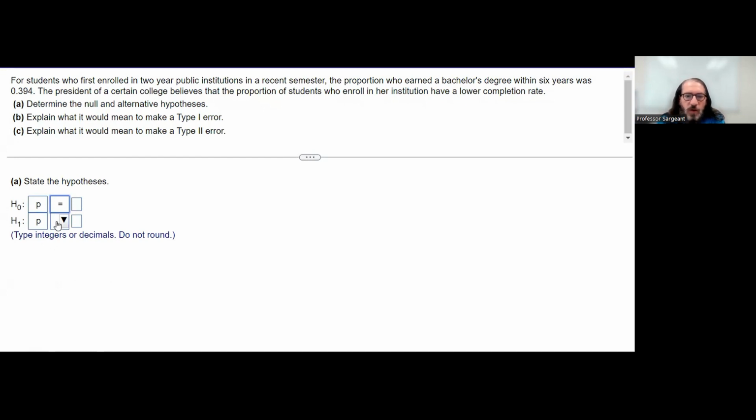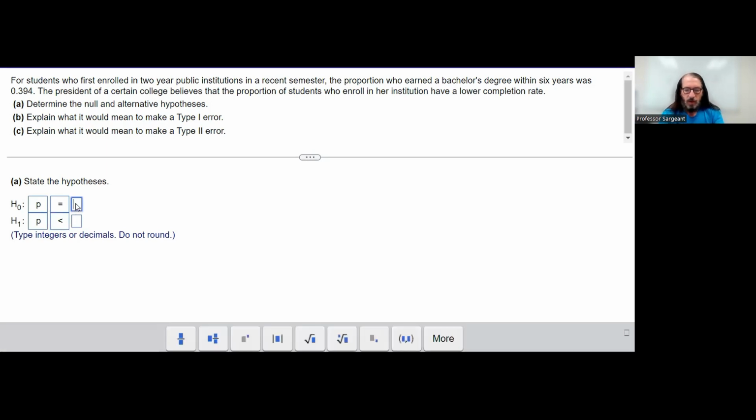In the alternative hypothesis, it could either be a not equal, a less than, or a greater than. No equal sign at all. That includes with the inequalities, no or equal tos. In this case, she suspects students at her institution have a lower completion rate, lower than that in the population, and then we are comparing against the same number in both of these hypotheses.